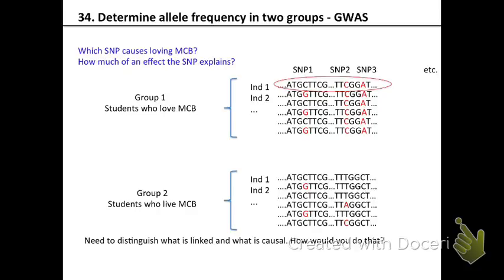So when you did this experiment and you found a SNP that really associated, this would be absolutely striking for a GWAS study. This almost never happens, I would say never ever happened, and probably never happens. So once you found this, you need to then distinguish what is linked and what is causal.